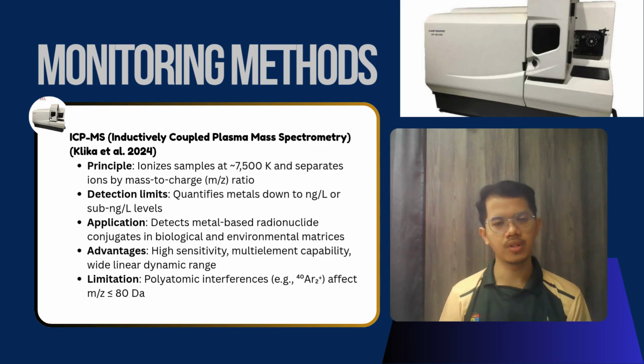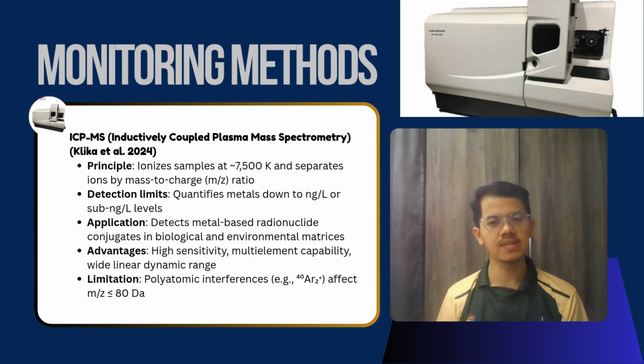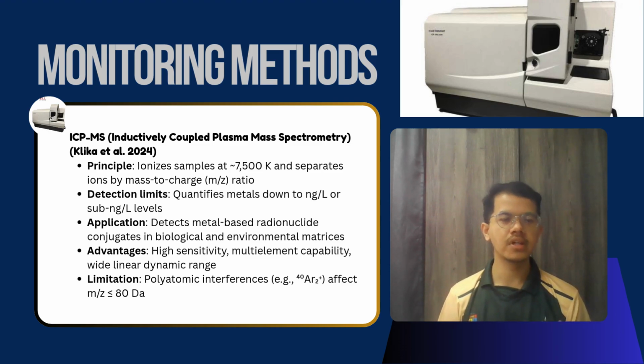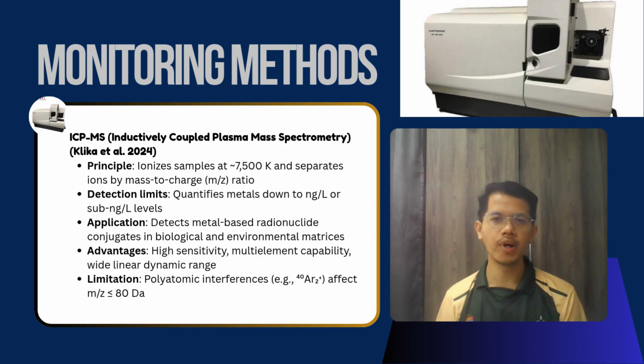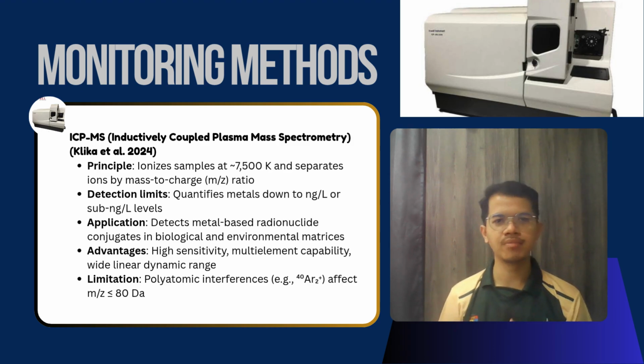So Klicker et al. in 2024 reported that ICP-MS can quantify metals down to nanogram per liter or even sub-nanogram per liter levels. So it makes it extremely sensitive for detecting metal-based radionuclides. Its advantages are high sensitivity, multi-element capability, and also wide linear dynamic range. However, the authors also noted a limitation, which is polyatomic interference such as argon, that can affect the measurements for masses below 80 daltons.